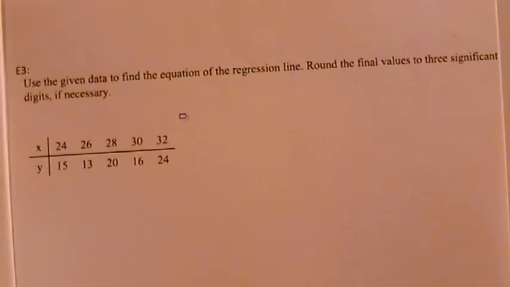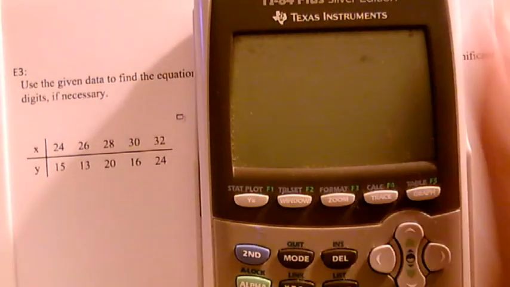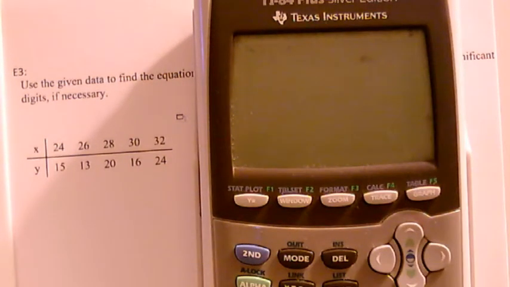Okay, now let's look at this next example. And here we're going to be using a graphing calculator for this. Here we're going to use the given information to find the equation of the regression line. And here we want to round the final values to 3 significant digits if necessary. In this case, this is where we use our TI-83 or 84 plus graphing calculator.